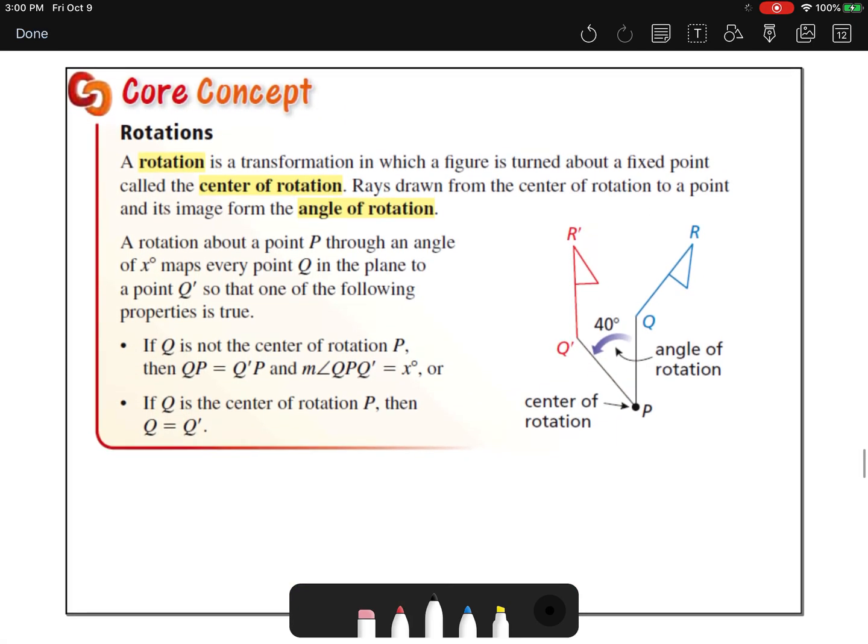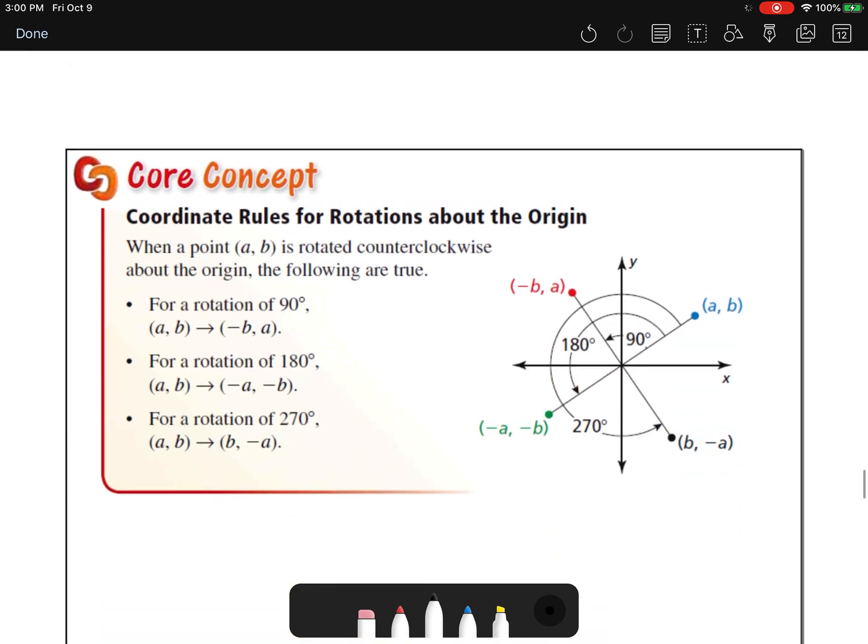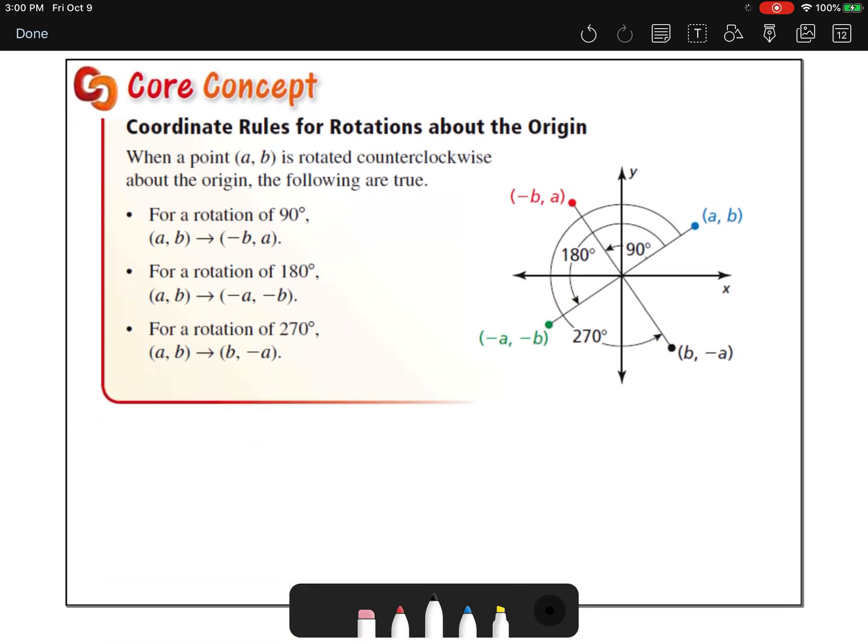14. Okay, now rotations. As you can see, here's a rotation of 40 degrees. We usually rotate it around a point, a point of rotation. Now, this is very important. As you go through every 90 degrees that you rotate it, you flip your points and negate the first one that's flipped. And that's all you do.